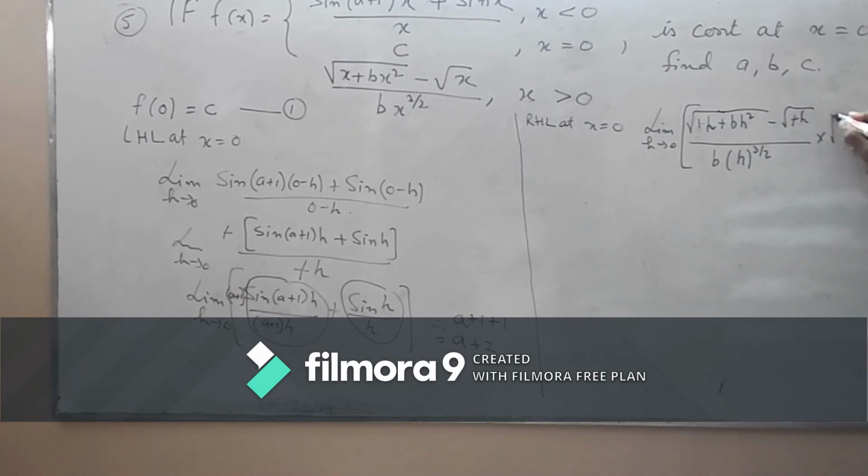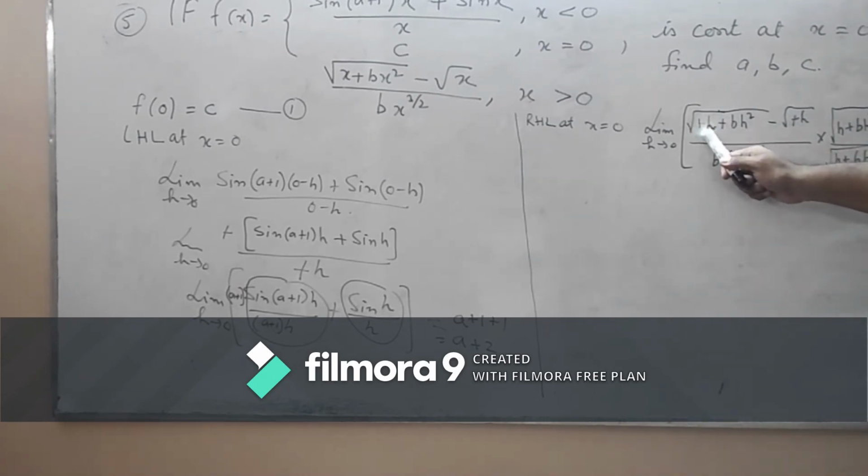Now we rationalize it. h plus bh square plus root h, and this will be also h plus bh square plus root h. See again, 0 plus h, that is h. Here also 0 plus h whole square, which is h square. This is also 0 plus h, which is h. Now we have rationalized.